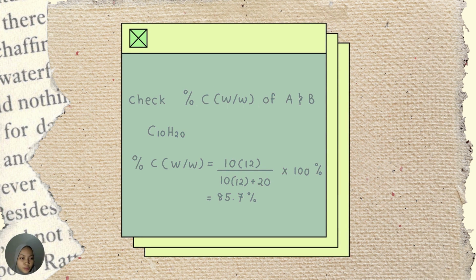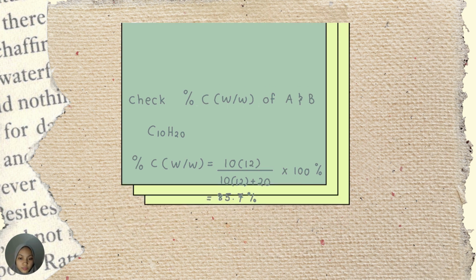Next, we need to check whether C10H20 is the right compound or not. We plug into the weight per weight concentration formula, which is mass of carbon divided by mass of compound, multiplied by 100. Here we get 85.7%, which is the same percentage as the question given.